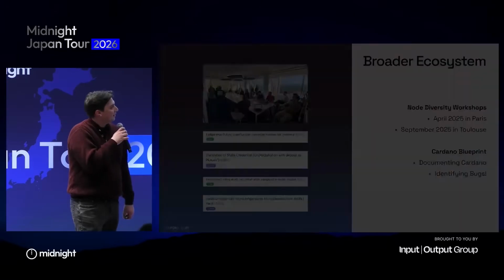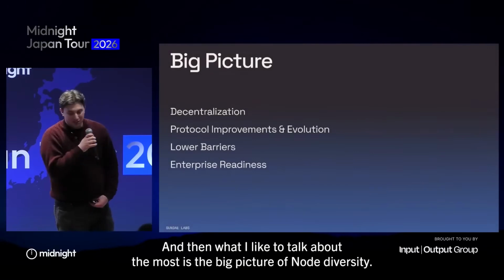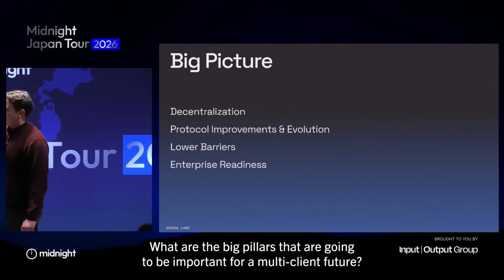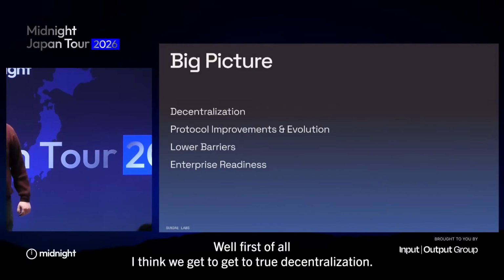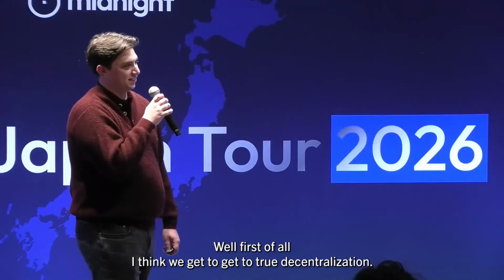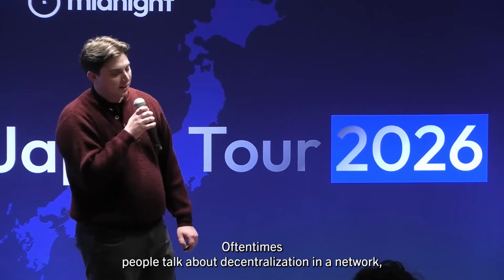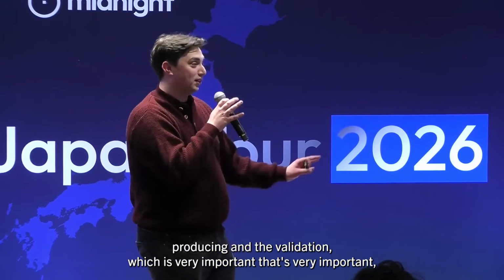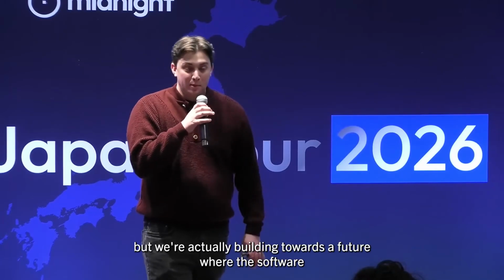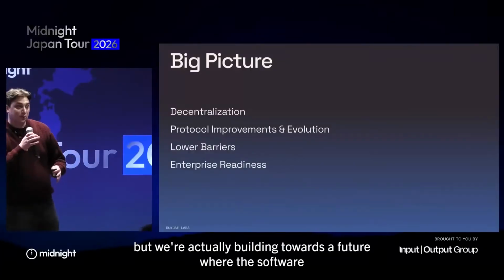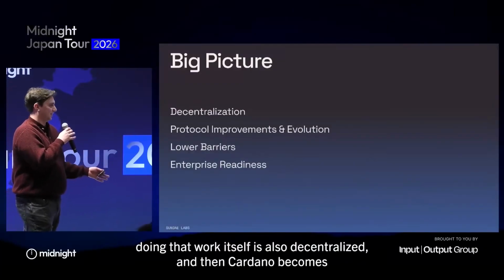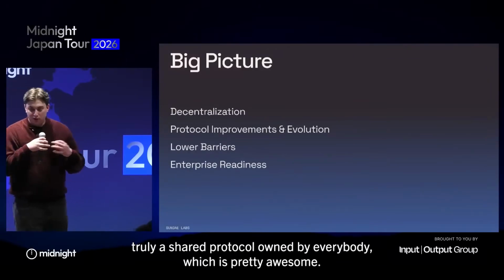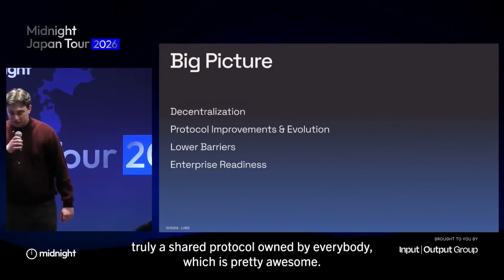And then what I like to talk about the most is the big picture of node diversity. What are the big pillars that are going to be important for a multi-client future? Well, first of all, I think we get to true decentralization. Oftentimes when people talk about decentralization in a network, they talk about the block producing and the validation, which is very important. That's very important. But we're actually building towards a future where the software doing that work itself is also decentralized. And then Cardano becomes truly a shared protocol owned by everybody, which is pretty awesome.